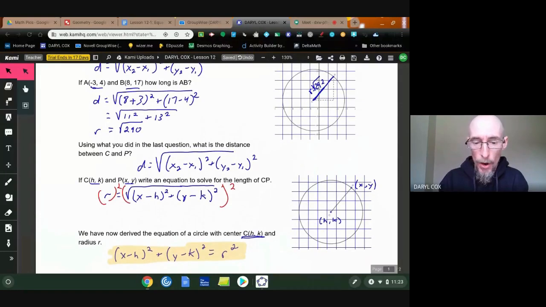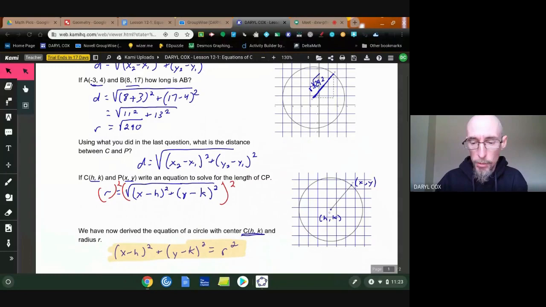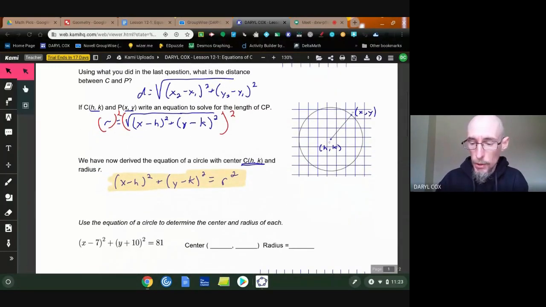In this problem, r is the square root of 290. But if I were to put that into my circle formula, the square root of 290 squared would just equal 290. So you have to be careful that you're doing that properly. This is a formula you want to memorize. Commit that to memory. You need to know this.